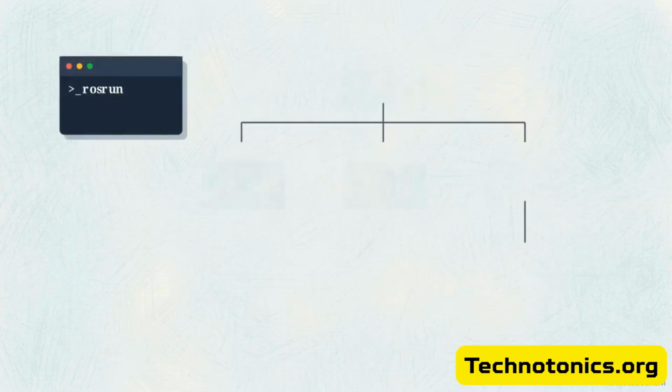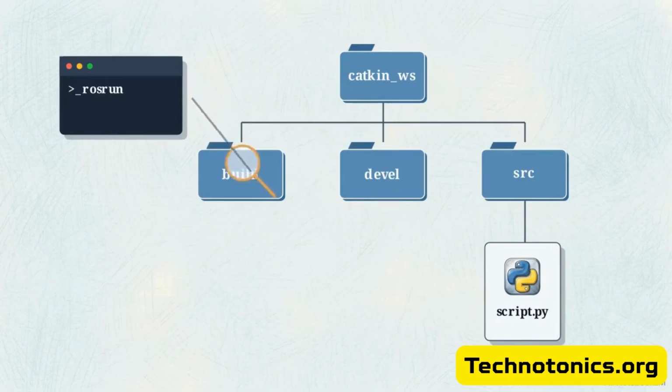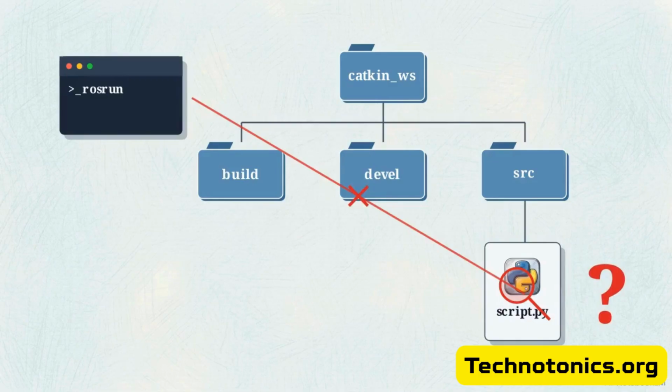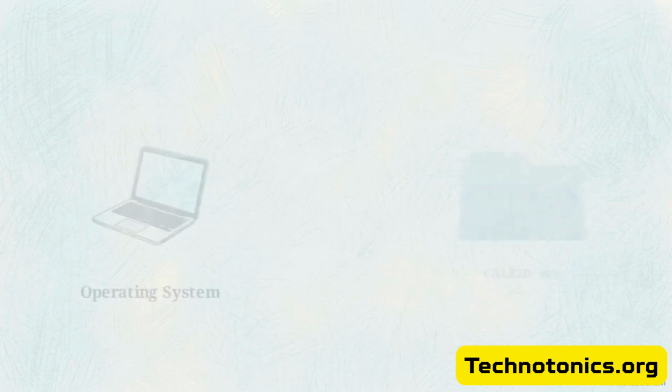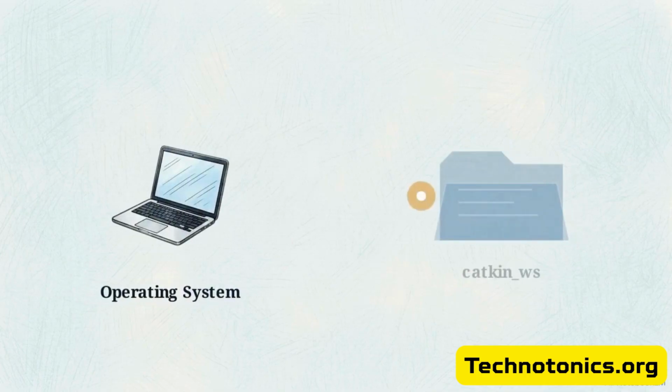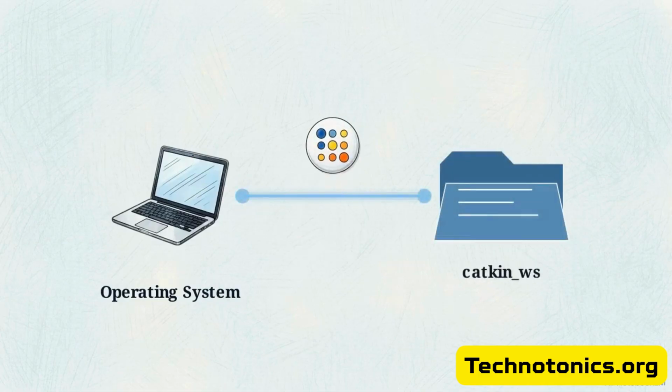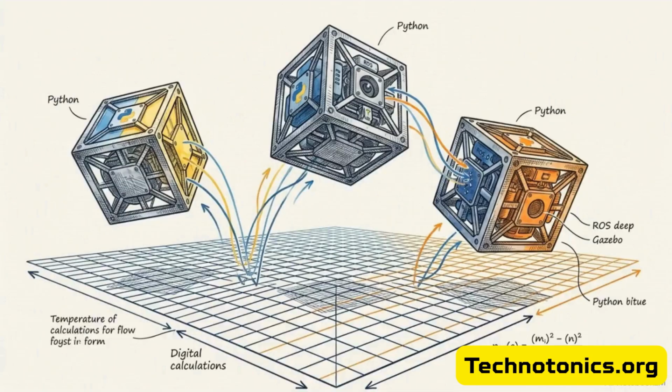At this point, many beginners hit a wall. They write their code, but the system refuses to run it because the terminal doesn't know where to look. To fix that, you must run source devel/setup.bash immediately. This command links your new workspace to the operating system. Without it, everything you build inside these folders remains completely invisible to ROS.